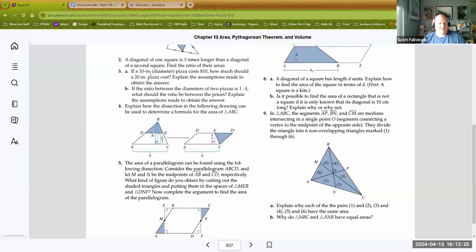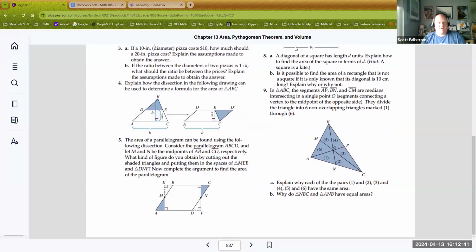3 and 4. So 3 and 4, a 10-inch diameter pizza costs $10. How much should the 20-inch pizza cost? Again, a lot of people would say, hey, if you double the diameter, you should just double the cost. But think about it. Think about that with the scale ratios.